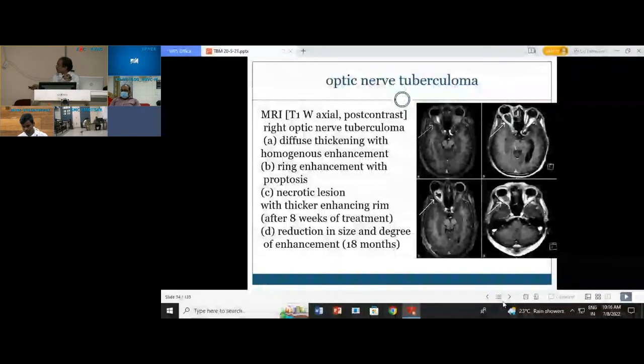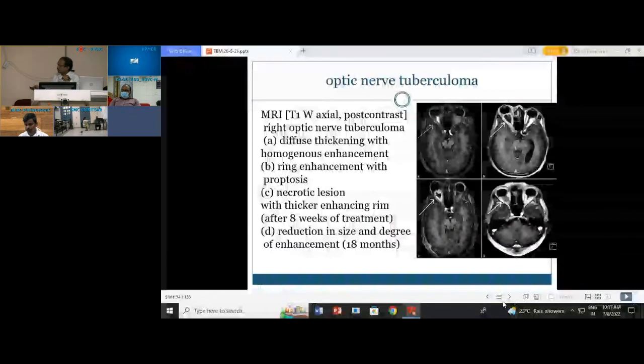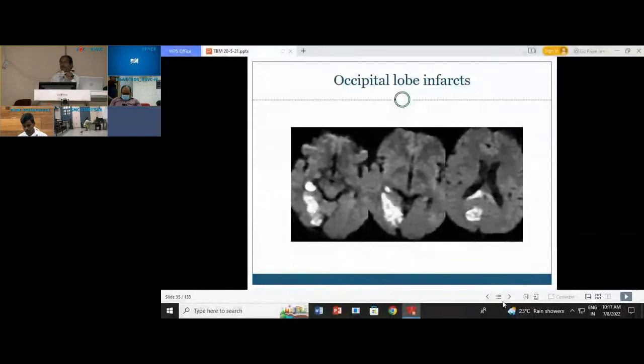Here you can see the homogeneous enhancement, the ring enhancement, and a necrotic lesion, with reduction in size after treatment. So these are various findings. A third nerve tuberculoma can present with blindness, and sometimes an occipital infarct. To start with, the causes are tuberculomas, ethambutol toxicity, optic-chiasmal arachnoiditis, and occipital infarcts, especially bilateral.